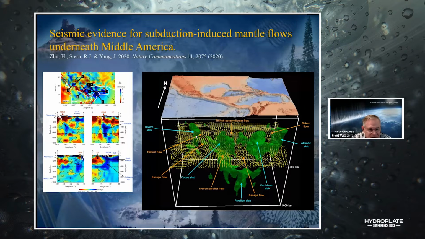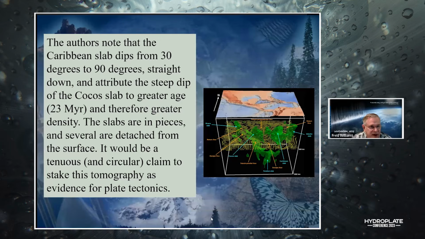We don't know. But can you really get from this image of this area here, where there's supposedly a subducting plate, evidence of subduction? Even if you look at the paper, the authors note that the Caribbean slab dips from 30 degrees down to suddenly 90 degrees straight down. And then they attribute the steep dip of the Cocos slab to greater age. Well, that's convenient. And then they say the slabs are in pieces and several are detached from the surface.